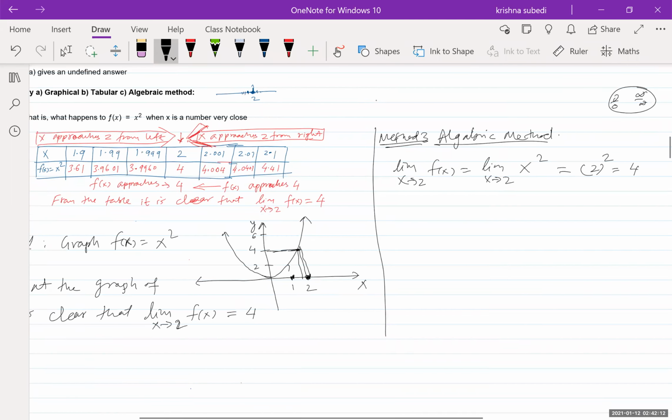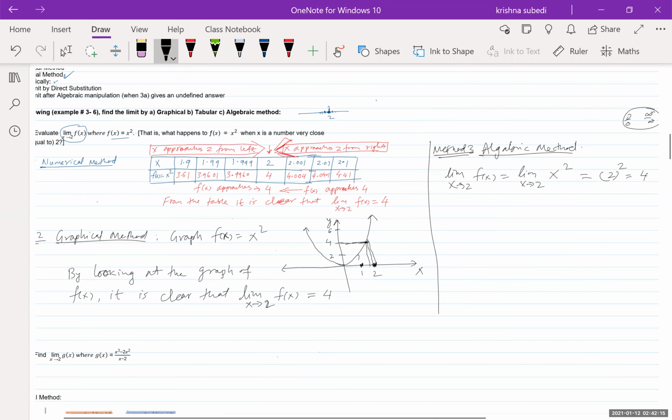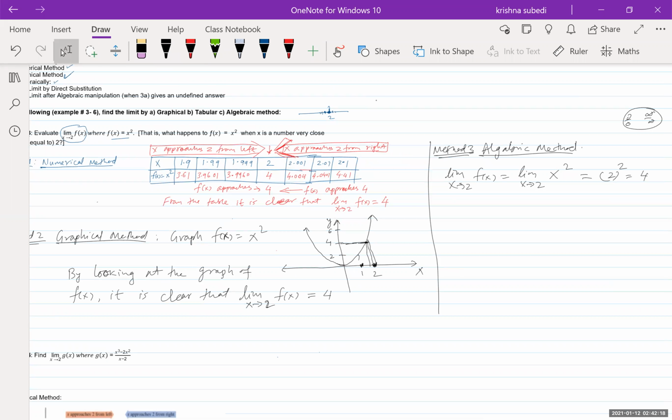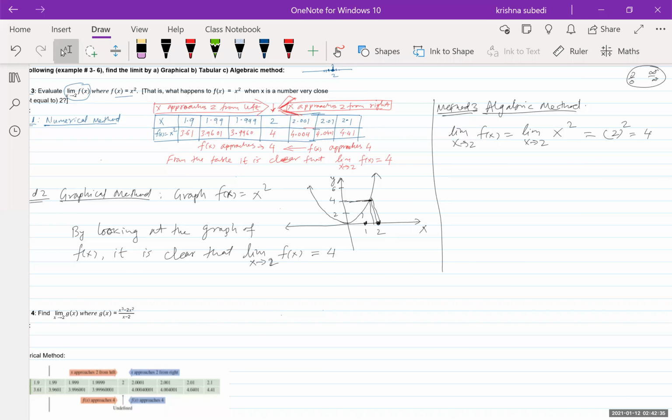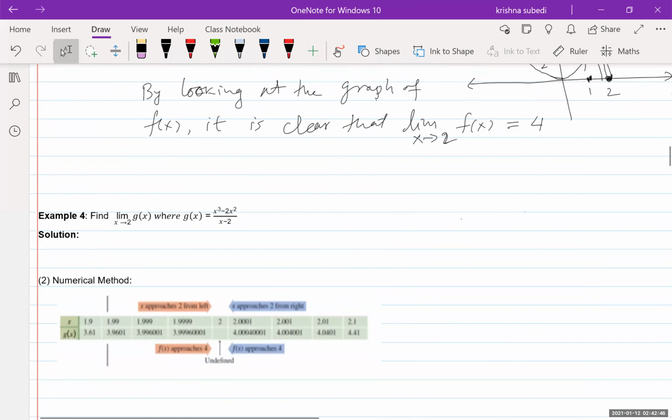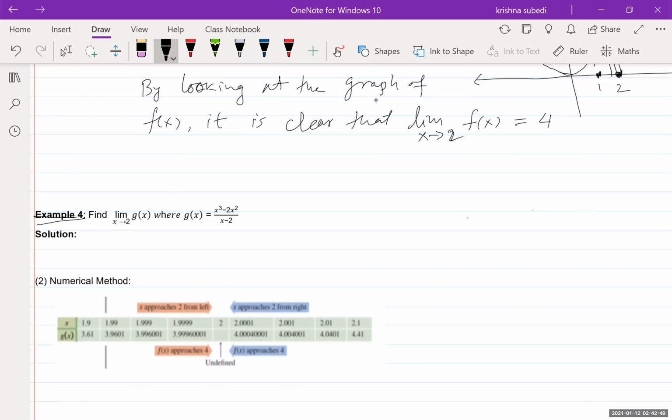Now, out of these 3 methods, which method do you like? Algebraic method, method 3. Everybody agree on that? Yes, Professor. All are good. So from now onwards, our goal is to find the limit using any one of the methods unless otherwise stated. You can use any one of these methods to find the limit. But just for fun, we'll try one example by all three methods, and after that, we just follow the algebraic method only.